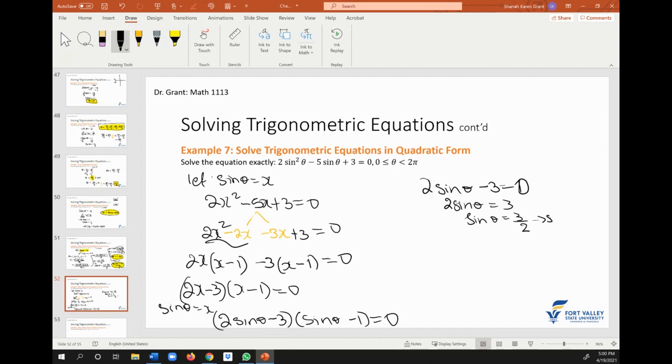Of course, if I take sine inverse of 3/2, I'll get theta. So we can plug this in our calculator to get theta. And then we can also do sine theta minus 1 equals 0. So that means sine theta equals 1. Or if you want to solve for theta, that's going to be sine inverse of 1.